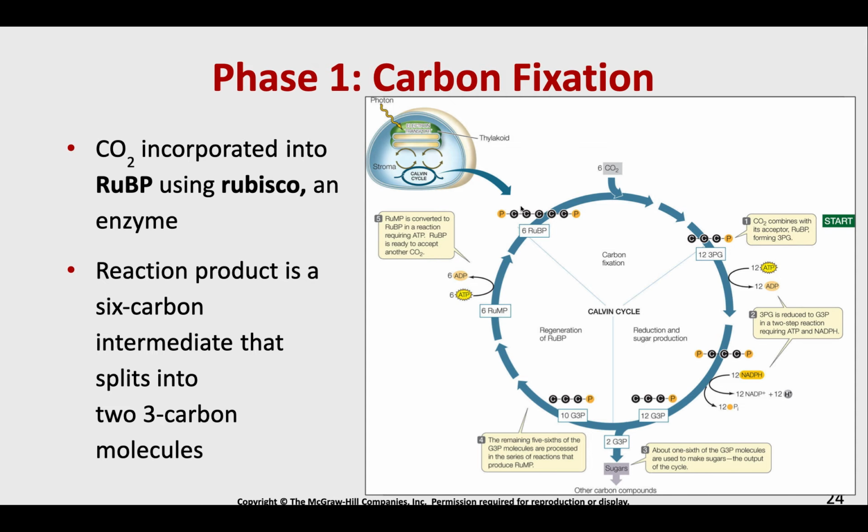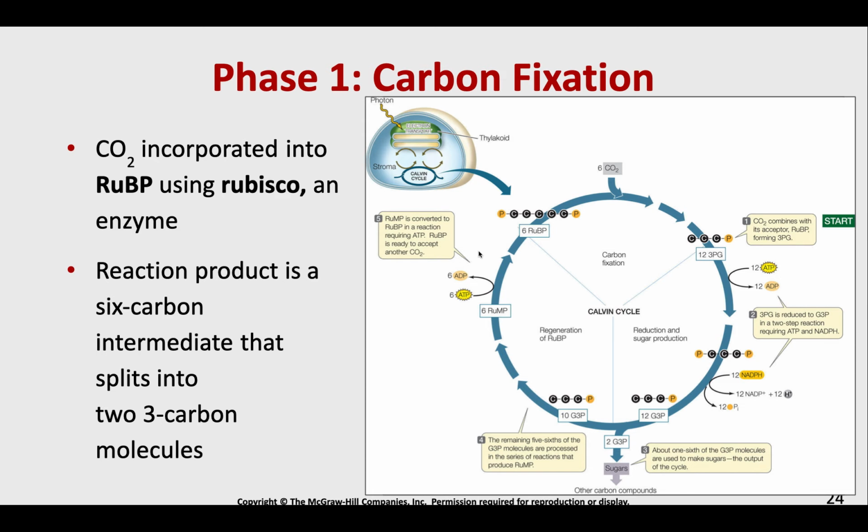Now it combines with this using an enzyme called Rubisco. An enzyme is just going to help speed up the process of combining the CO2 with RuBP. Rubisco is a very important enzyme that we'll talk a little bit more about later.